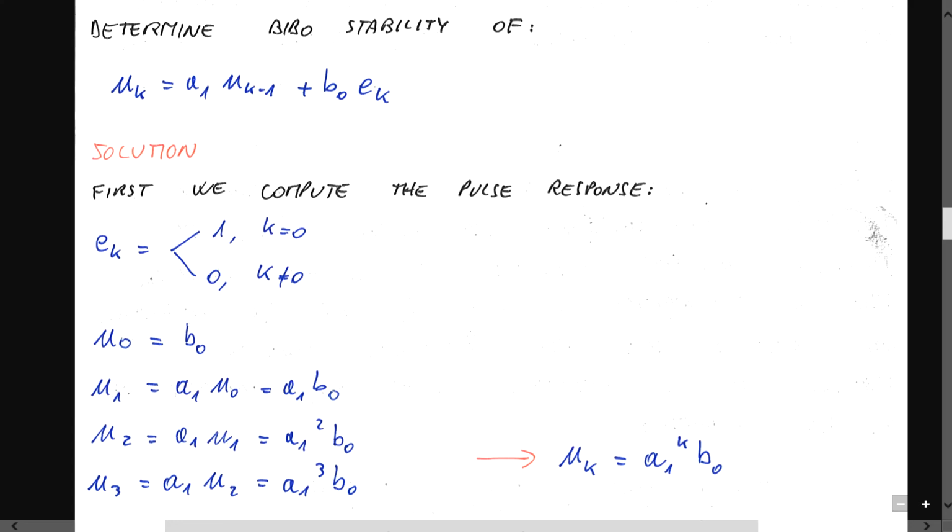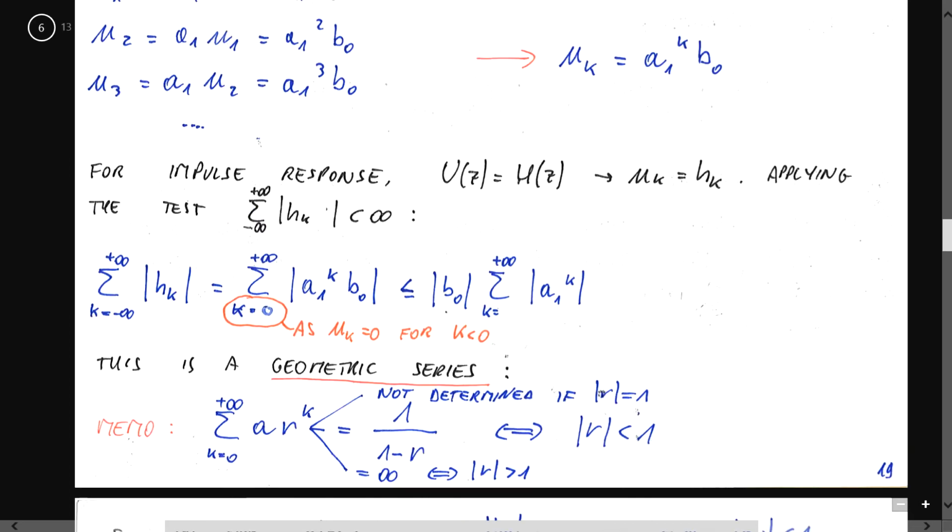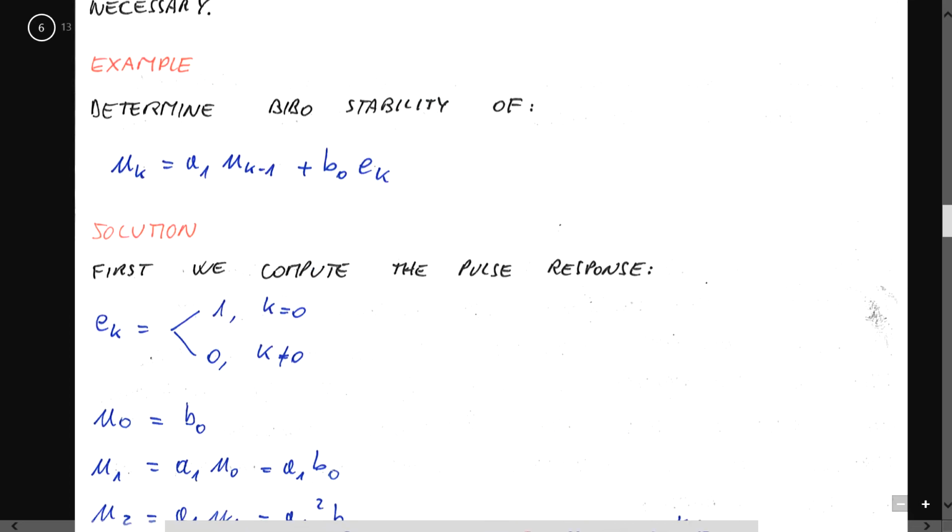Okay, so in order to prove to you that the definitions we used in the previous part of the video come from here, we use BIBO stability with this example. u[k] equals a1 u[k-1] plus b0 e[k]. Previously, our a1 is some value and b0 is some value, right?